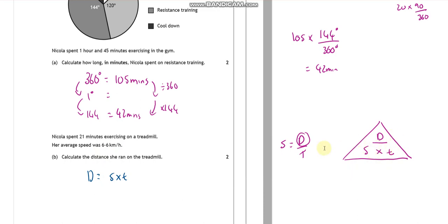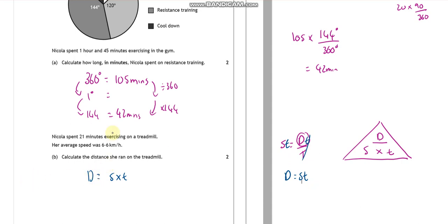And if you don't like the triangle method, the rearrange is not very hard. How do you get rid of dividing by t? Well, you times both sides by t, then they cancel out. So d is equal to speed times time. So you can rearrange quite easily. Anyway, so distance is speed times time.